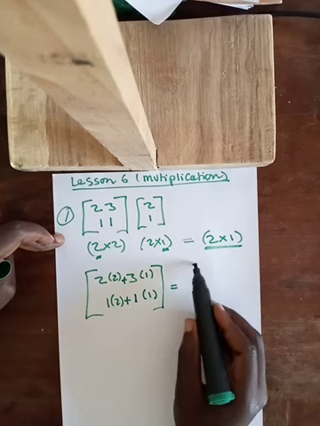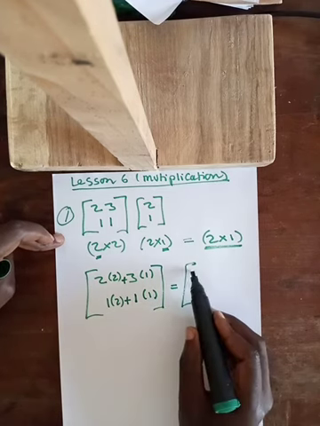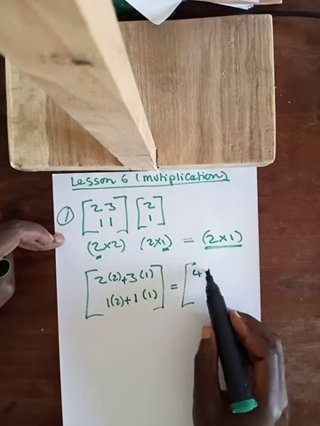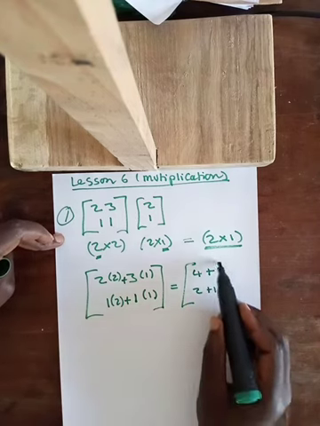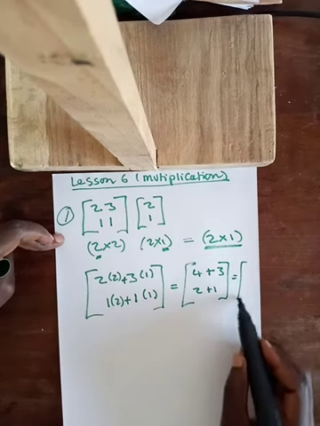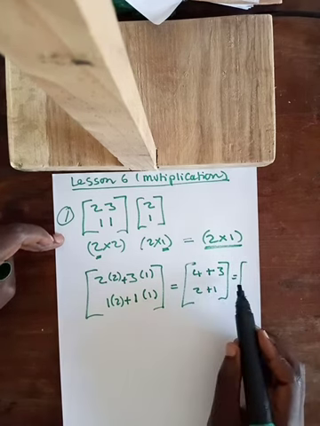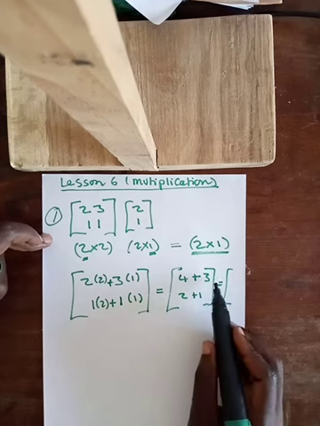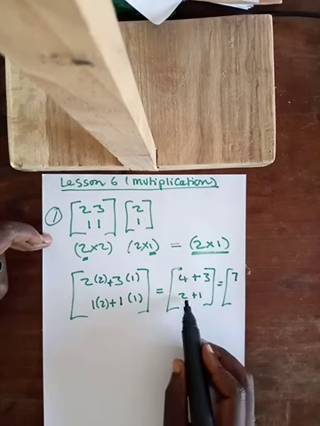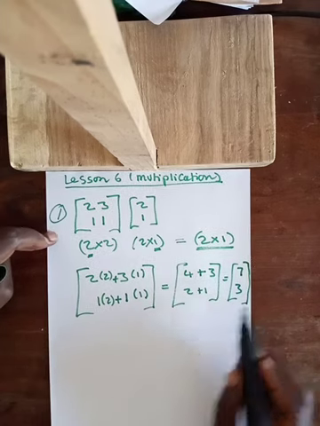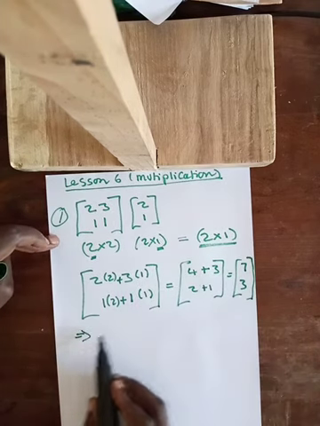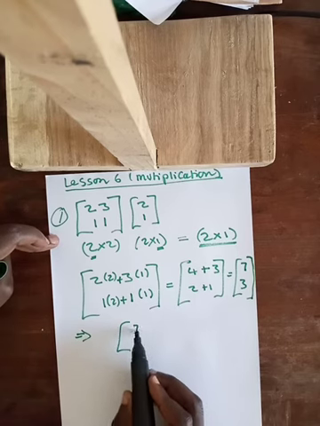So the answer here that you are going to get is a 4 plus a 3, and here you are going to get a 2 plus a 1. Our answer finally: 4 plus 3 is 7, 2 plus 1 is 3. So this is what we are going to get. The answer, ideally, is 7, 3.